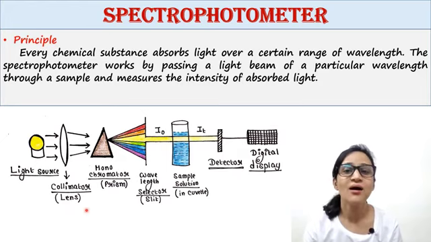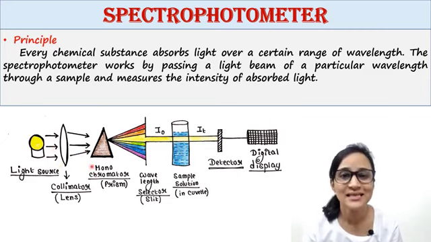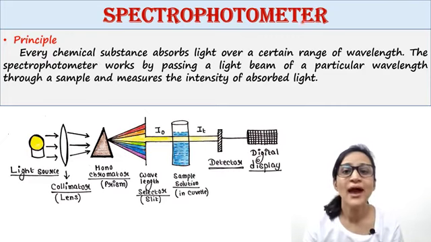Here a spectrophotometer consists of a light source, a collimator, which is basically a lens, then a monochromator, that is a prism, a wavelength selector, or you can say a slit, a cuvette where we can place our test sample, then the detector and a digital display.